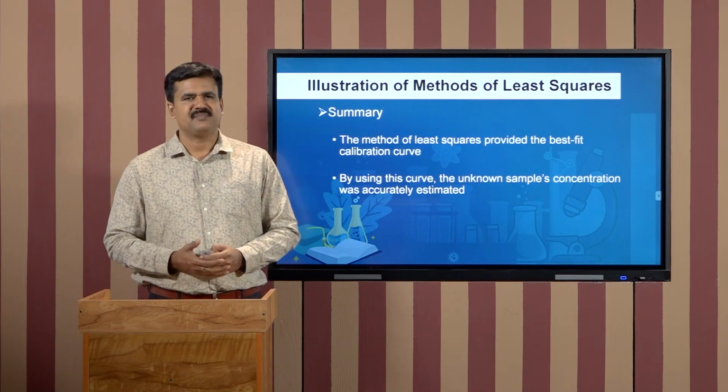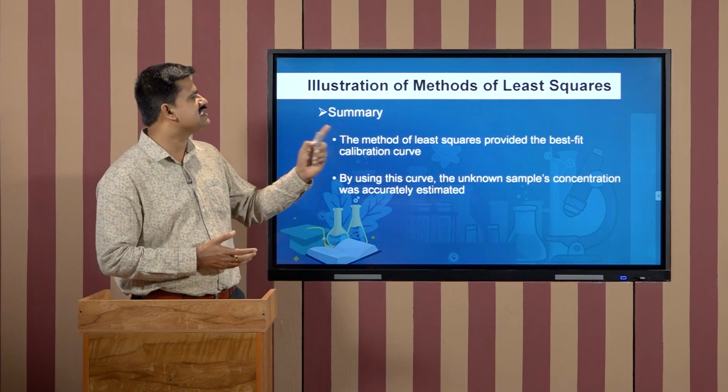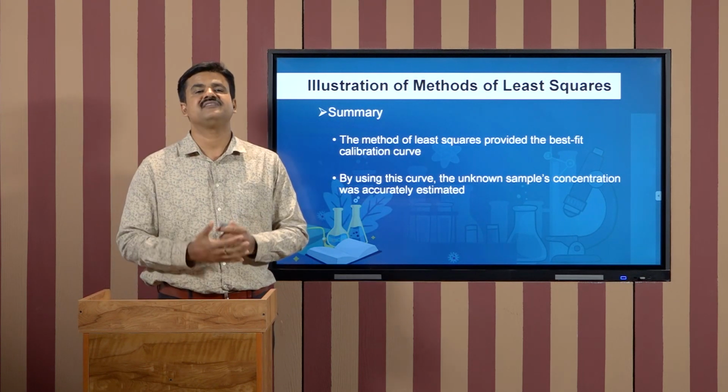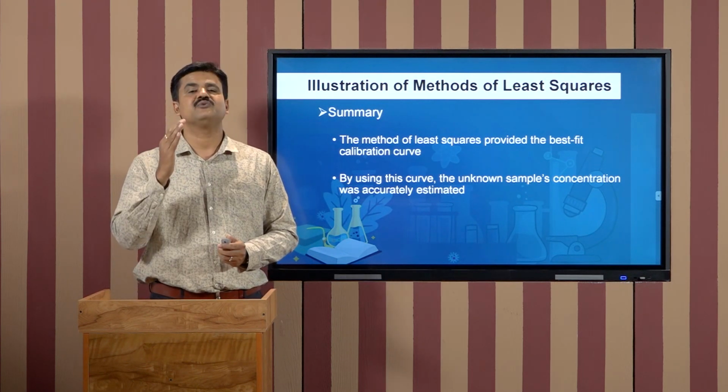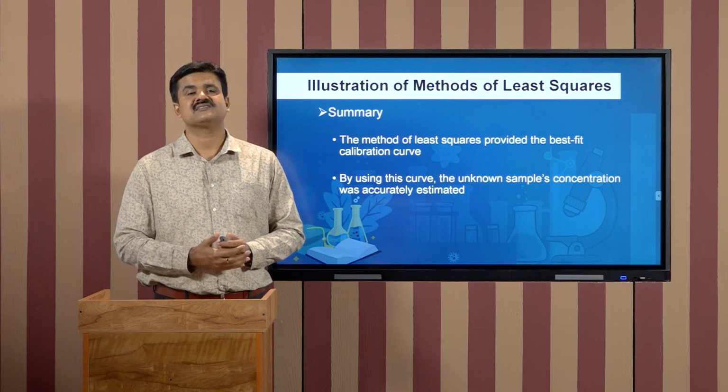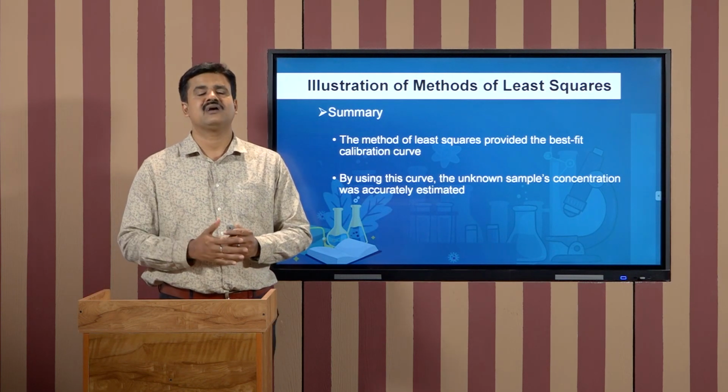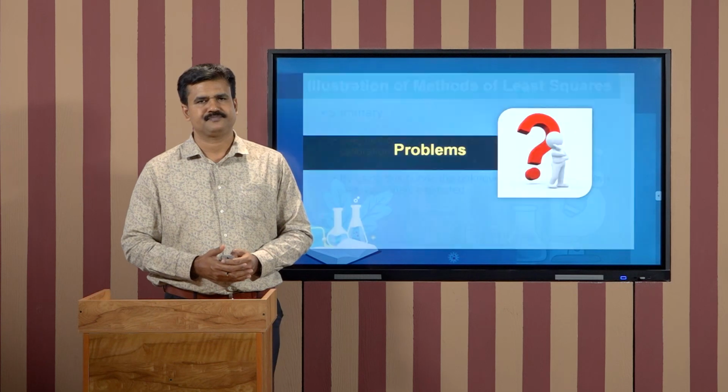Now, this is the summary. The method of least squares provided the best fit calibration curve. By using this curve, the unknown sample's concentration can be accurately estimated.